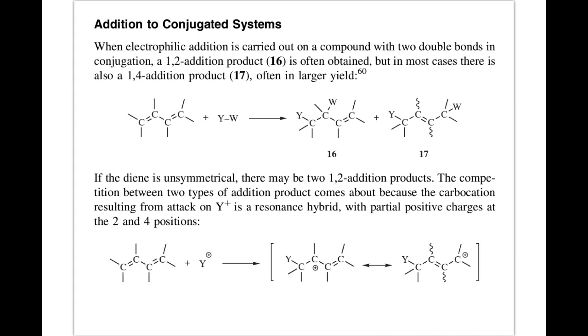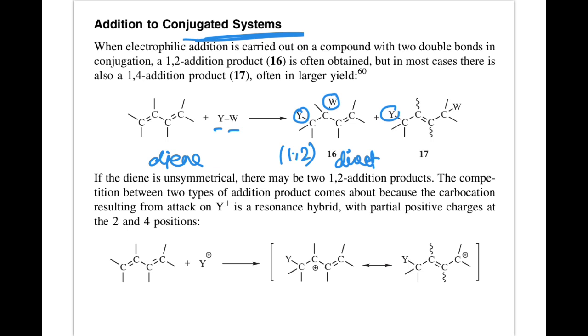Okay, now let's move onwards to another important discussion, that is addition to conjugated systems. Now there are dienes which react regioselectively with the electrophiles, and we have to be careful what product we are predicting. For example, this is a diene molecule, right? There are two ways the Y and W molecule can add to it. The Y could be added on this particular carbon and the W also added on the adjacent carbon. This we call 1,2 addition or direct addition product.